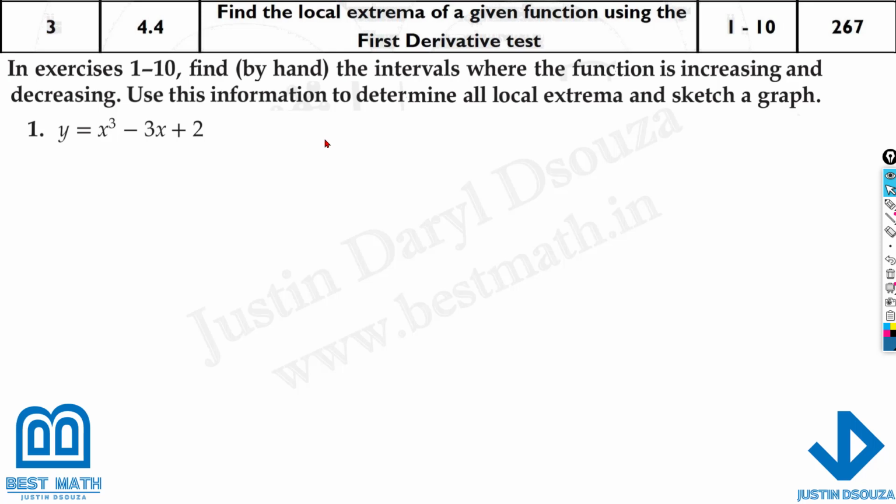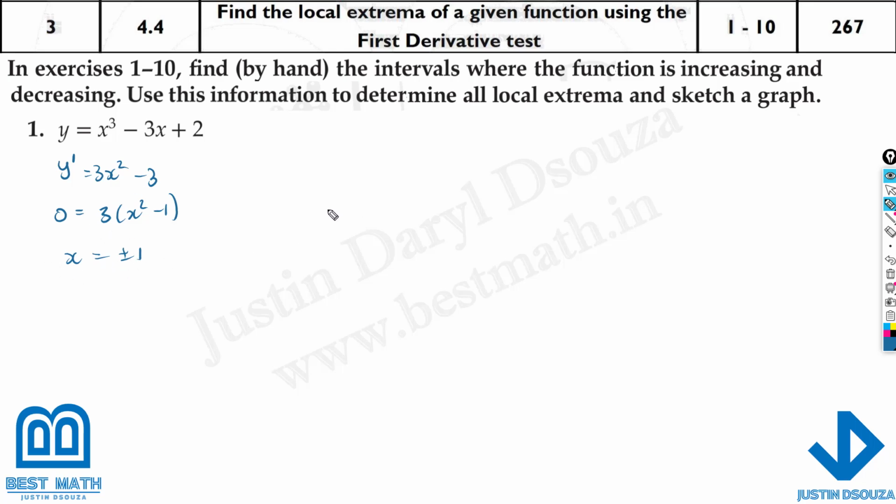I won't go into the detailed method since it's the electronic part, but for one problem, I'll just show you how it is done. First, we find the derivative. First derivative will be 3x power 2 minus 3. And then what we do over here is we have to find the critical number, making this equal to 0. I'll take 3 common out, x squared minus 1. So x is equal to plus or minus 1. These are the critical numbers here.